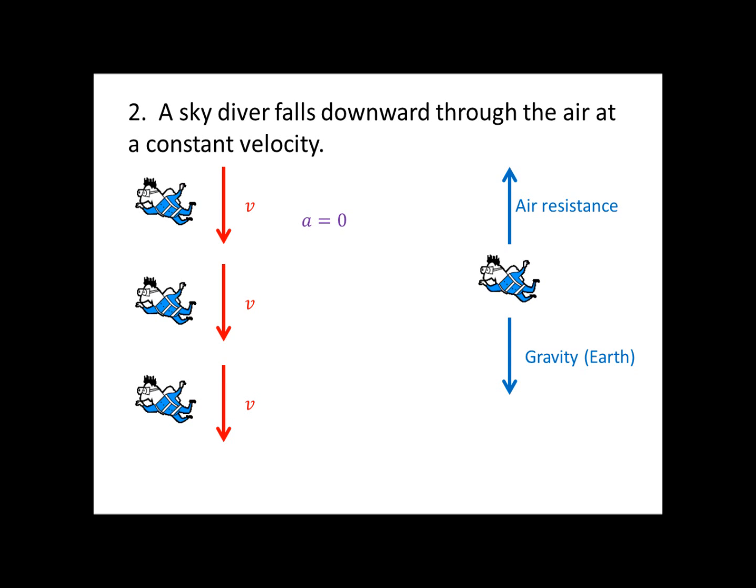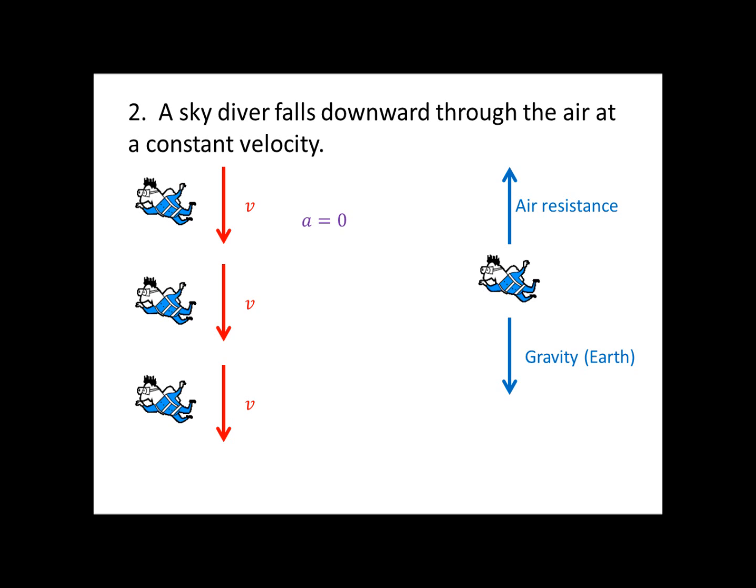Number two says a skydiver falls downward through the air at a constant velocity. In my motion diagram on the left, the skydivers are spaced apart evenly because their velocities are all the same. That's because our acceleration is zero. Constant velocity means acceleration is zero. Well, how is that possible? How does a skydiver have zero acceleration?